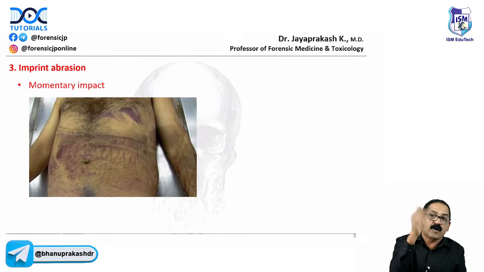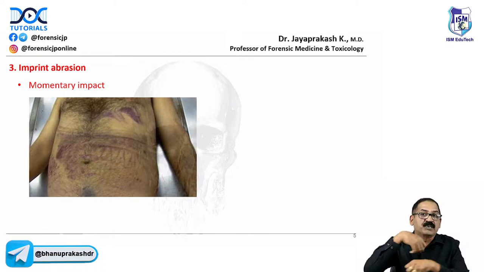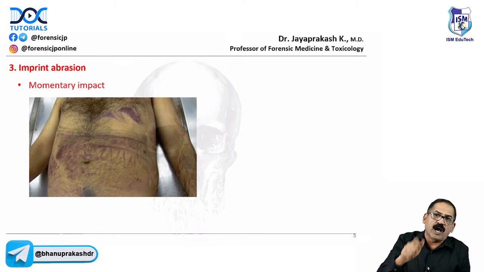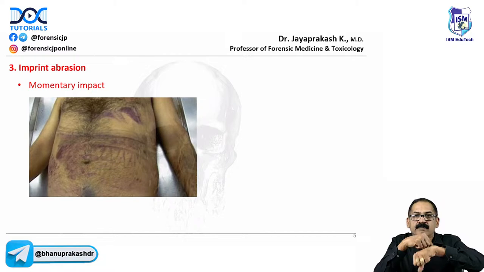At the same time, I use the same whip to strangle a person around the neck. There is sustained pressure. That is pressure abrasion. I take a nylon rope or even coil rope and hit a person. It is imprint abrasion. If I use it for tying a person, the mark you get is pressure abrasion. Okay, now you are perfect.